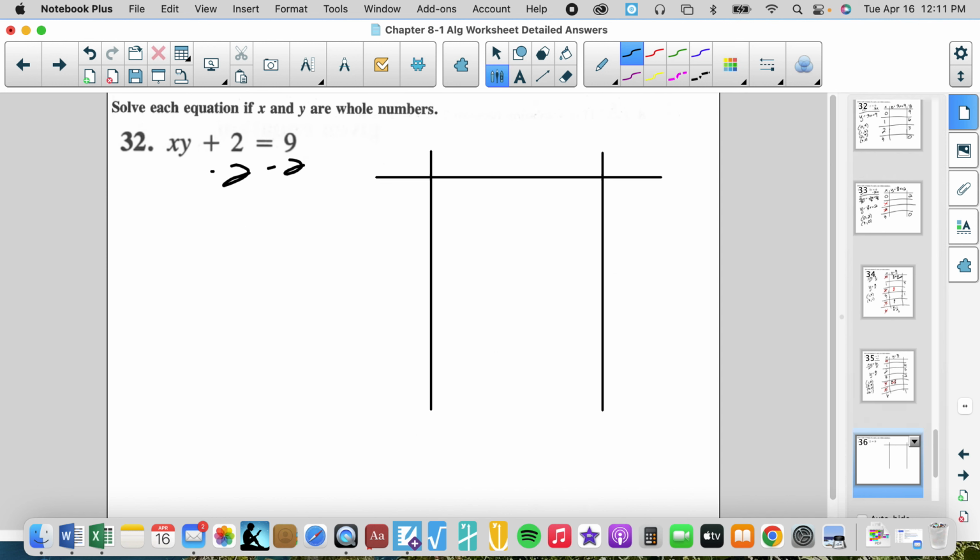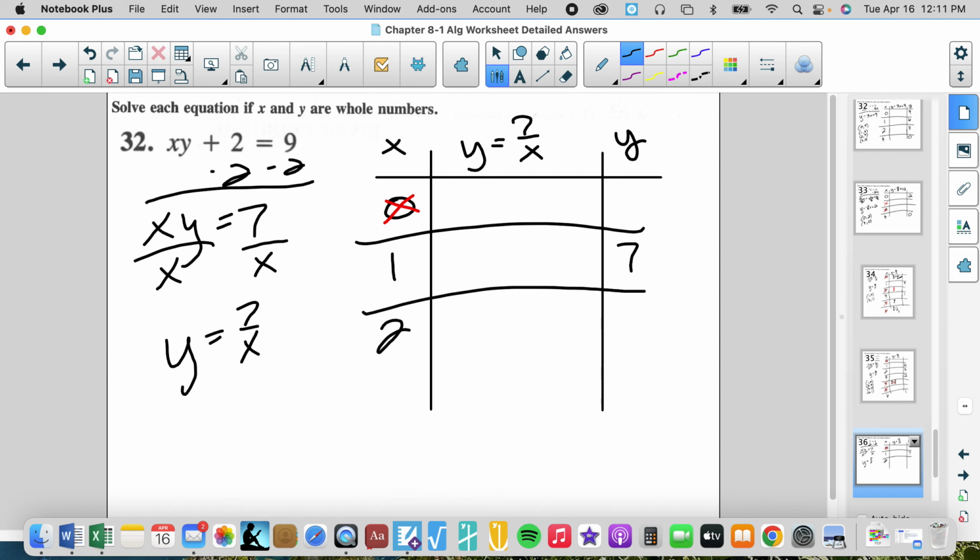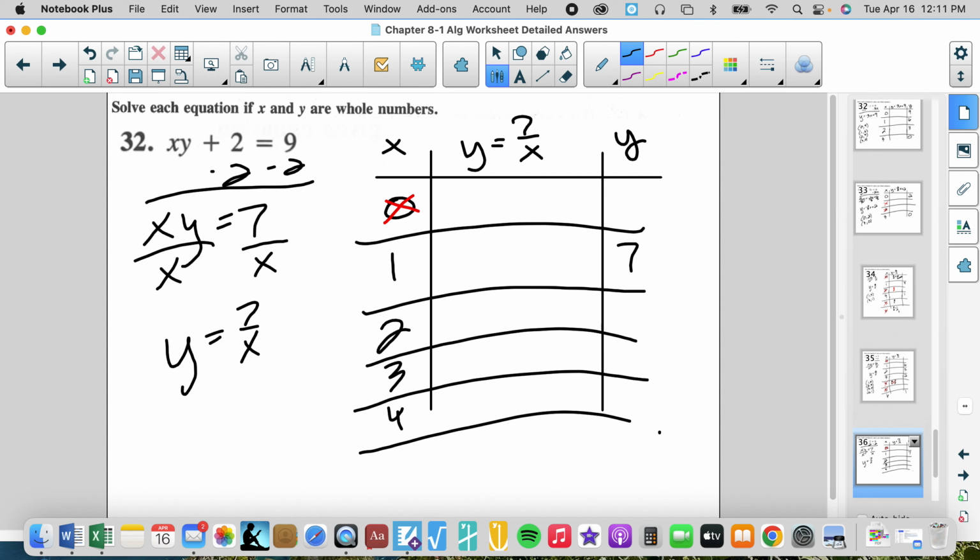Minus 2, xy equals 7. Divide by x, y equals 7 over x. These are going to be even more limited. x, y, 0 doesn't work. 1 gives you 7. 2 doesn't work. 3 doesn't work. 4 doesn't produce a whole number.